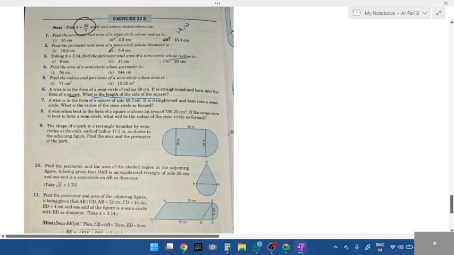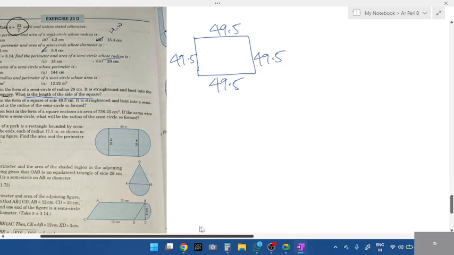Okay, look at the seventh one, students. What is given? A wire is in the form of what? Of a square of sides. Each side is how many centimeters? If one side is 49.5, what about all the other sides? 49.5. It is straightened and bent into which one, students? Semicircle. This is straightened and bent.